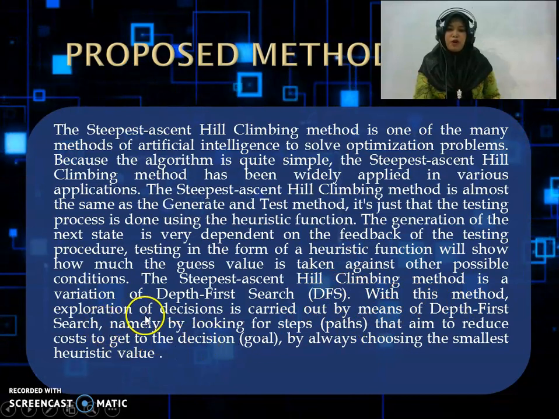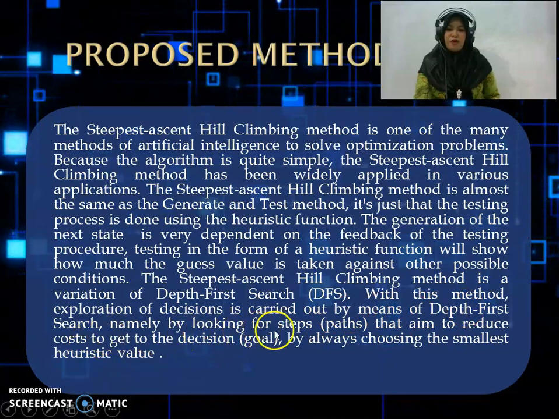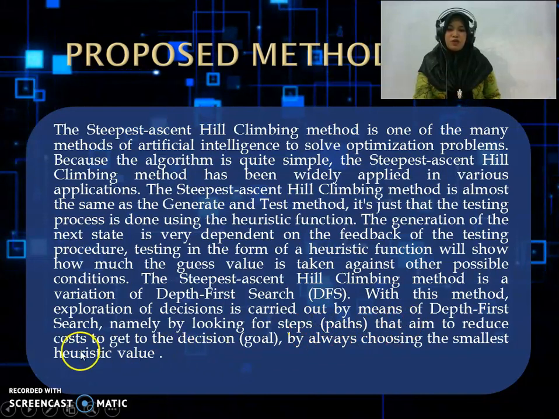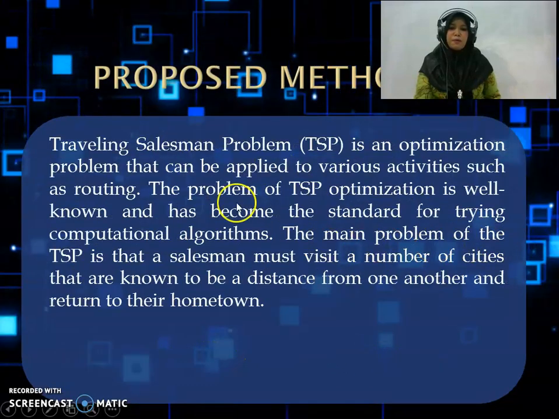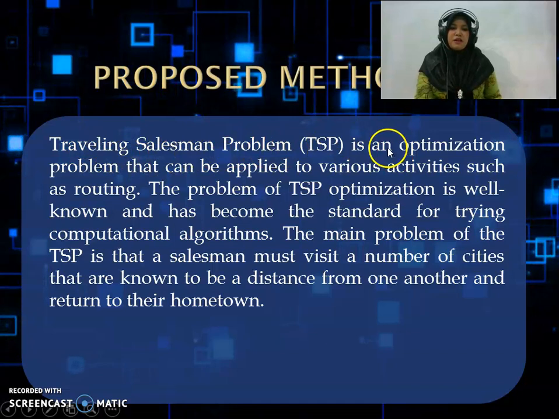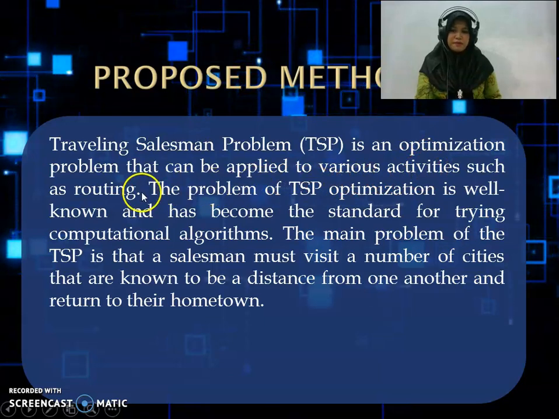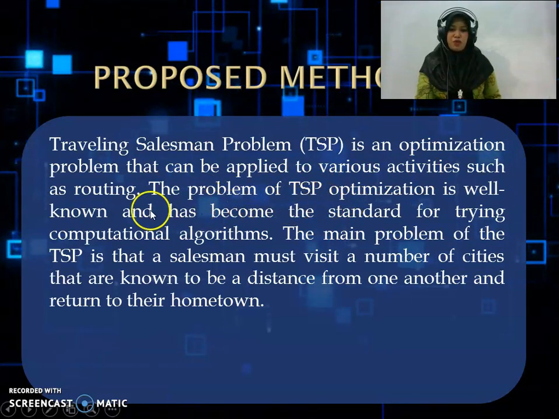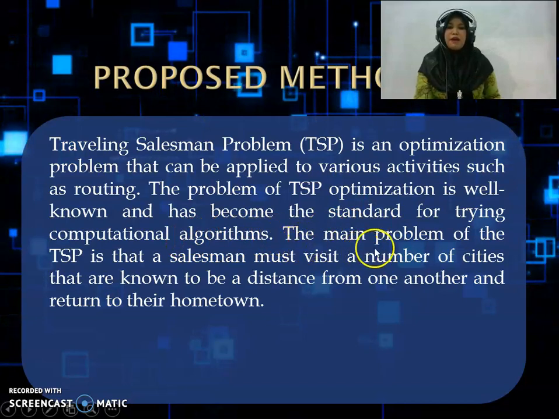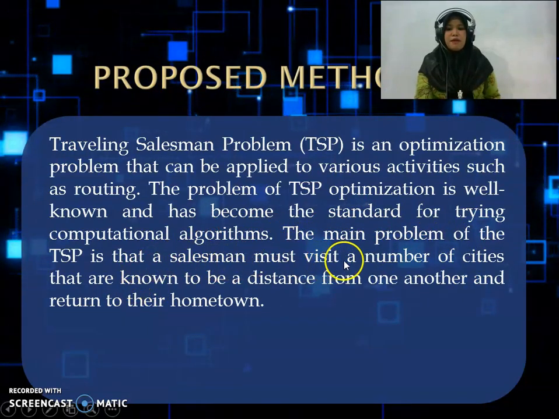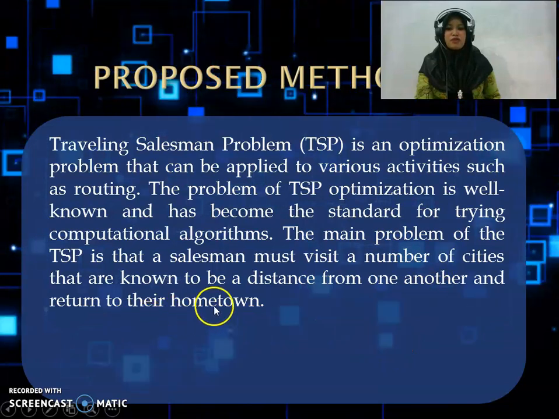With this method, exploration of decision is carried out by means of depth first search, namely by looking for steps or paths that aim to reduce costs to get to the decision or goal by always choosing the smallest heuristic value. Traveling salesman problem is an optimization problem that can be applied to various activities, such as routing. The problem of TSP optimization is well known and has become the standard for trying computational algorithms. The main problem of the TSP is that a salesman must visit a number of cities that are known to be a distance from one another and return to their hometown.